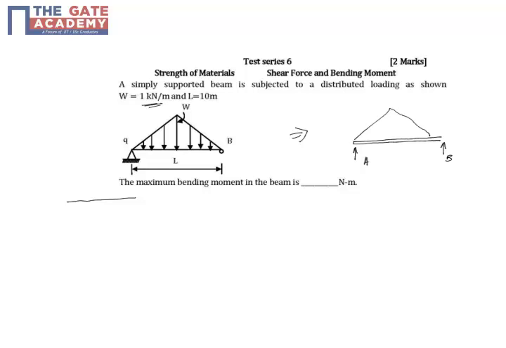When you are taking the entire free body diagram of the beam, how do you replace a distributed loading? The magnitude of the distributed loading is nothing but the area of the loading diagram. It's a triangle, so half base into height. Base is L, height is W, so WL by 4, and it should be replaced at the centroid of the loading diagram.